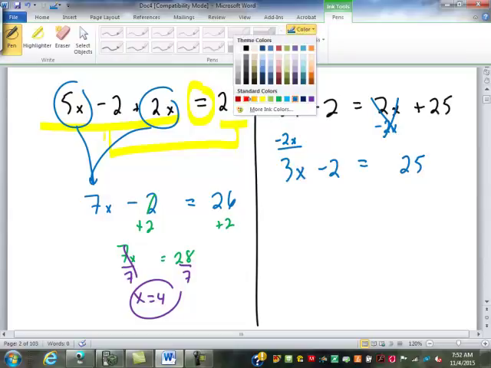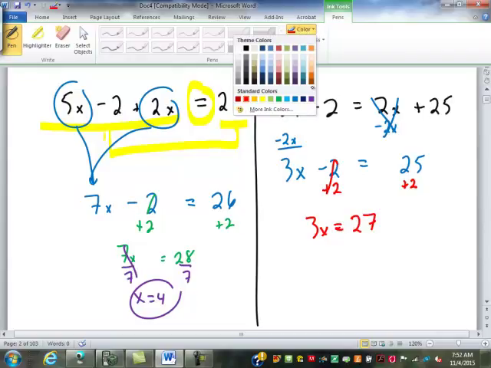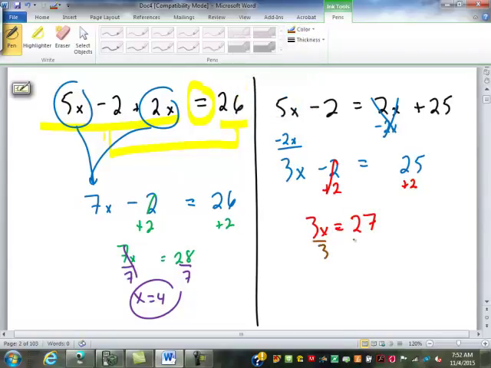Now what do I do? Add 2. So 3x equals 27. Divided by 3, x equals 9. Perfect.